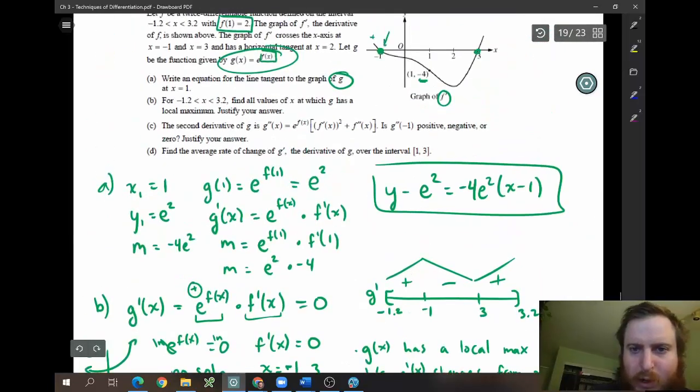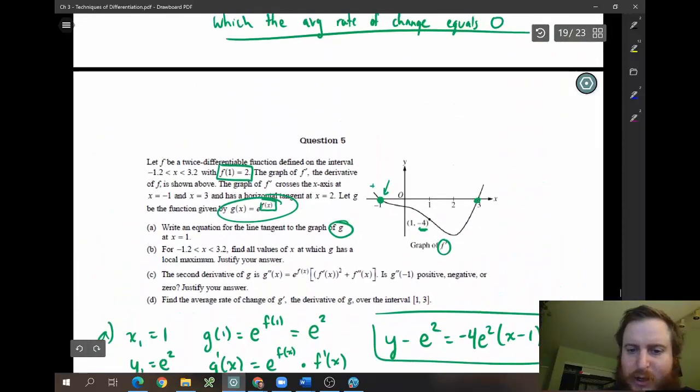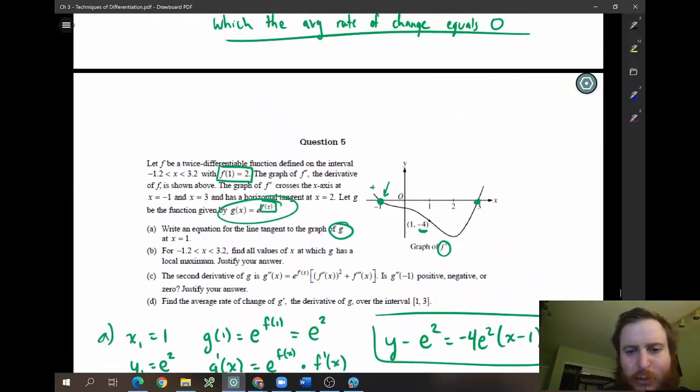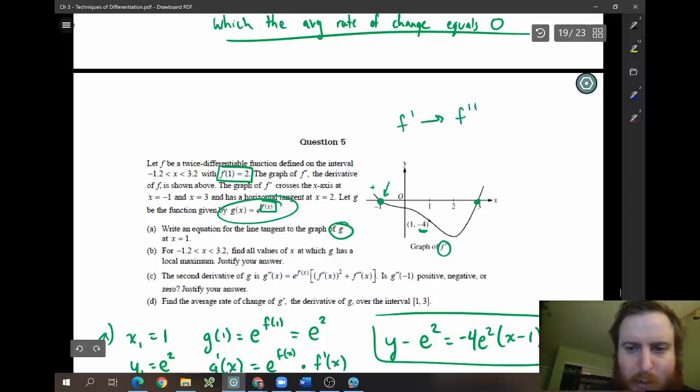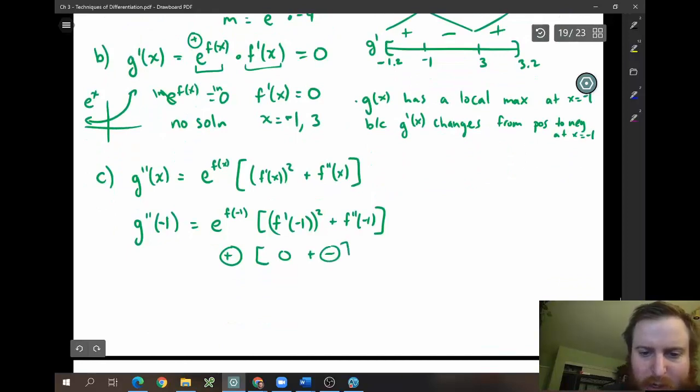F prime of -1 is this point here, which is 0. So 0 squared is still 0. And plus f double prime of -1, well, this is actually really tricky, okay? A lot of students said it was positive because it looks concave up here. But remember, this is the graph of f prime, not the graph of f. So how do we go from the graph of f prime to f double prime? We take a derivative. So it's the slope. So the slope of this graph here is negative. I don't know what it is. It looks like it's around -1, but it's negative. So, plus a negative. So really what we're getting at here is that this is a positive times a negative. And so that's going to be a negative.